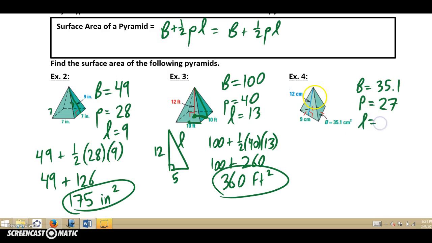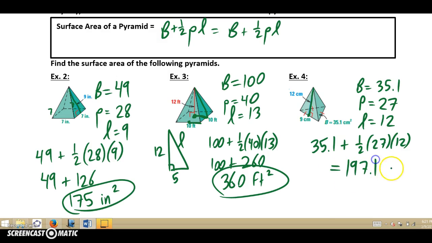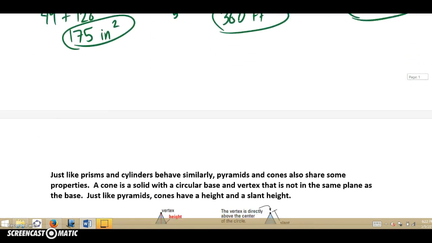Our slant height, you'll notice they gave it to us. It goes to the edge, not to the center. So that's 12 centimeters. So then we just go with our formula. 35.1 plus 1/2 perimeter times the slant height. And you just have to type that in your calculator. And you get 197.1 square centimeters. Okay? Again, the hardest part of some of these is just finding that slant height. If they give you the height, you might have to find the slant height. Okay? Just Pythagorean theorem it up.